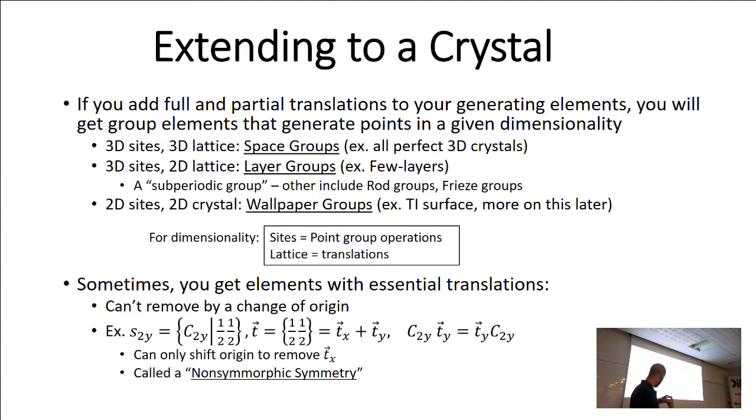And so, if my points internally have some sense of dimensionality, maybe they have mirrors about the normal, maybe they just have in-plane operations, this is what we call the site dimensionality. And then for my lattice, I can have periodicity this way, periodicity this way, so there's some lattice dimensionality. And so the collection of symmetries that governs the system is called a group. Depending on the dimensionality, you get some space group or something like that. And so in 3D, if all my sites are 3D and all my translations are 3D, I get a space group, which is what you usually hear, and these correspond to perfect 3D crystals.